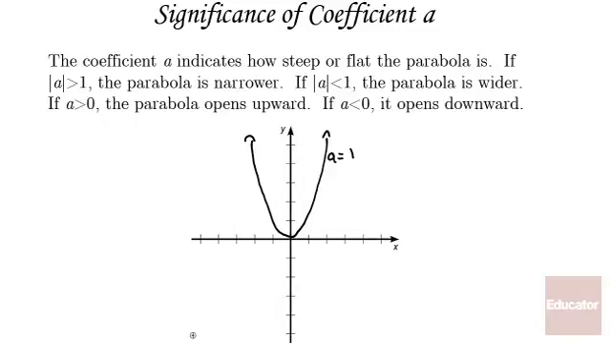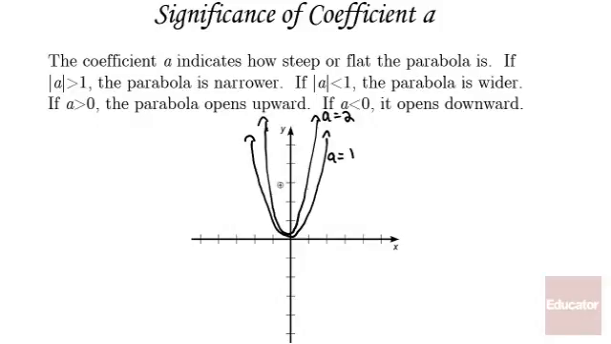Well, as it says here, if the absolute value of a is greater than 1, the parabola is narrower. So I have a equals 1, and if I have a equals 2, it's going to be a narrower parabola, meaning that for every change in x, y changes more dramatically. So it goes up more steeply, each section of the parabola.